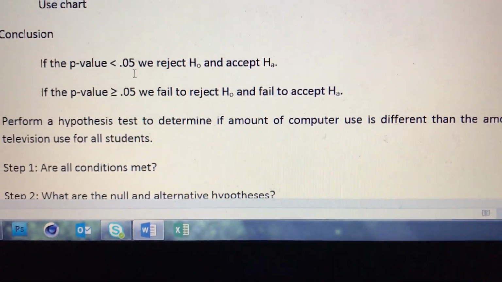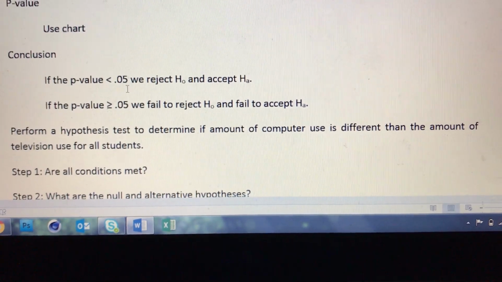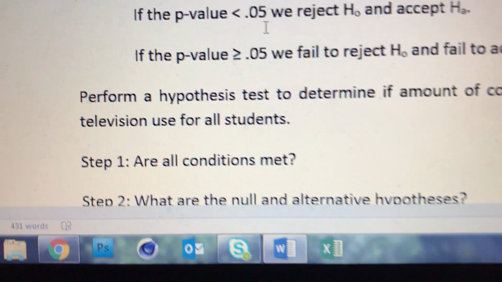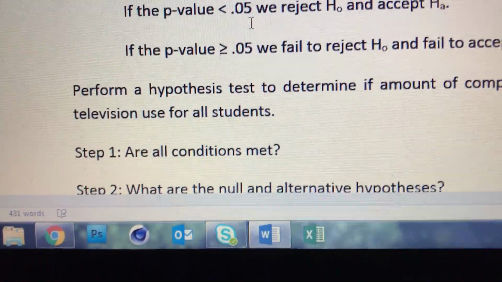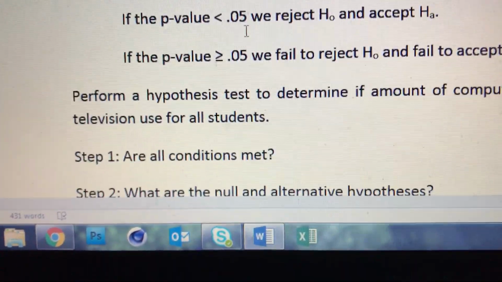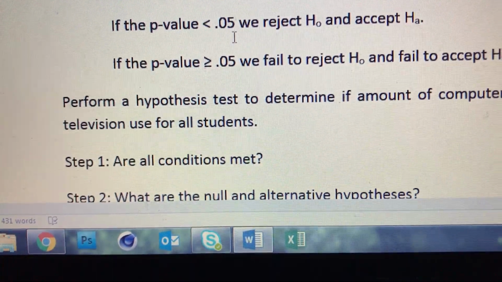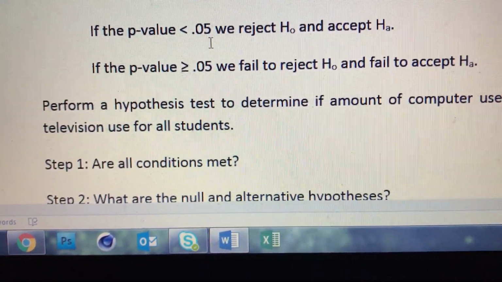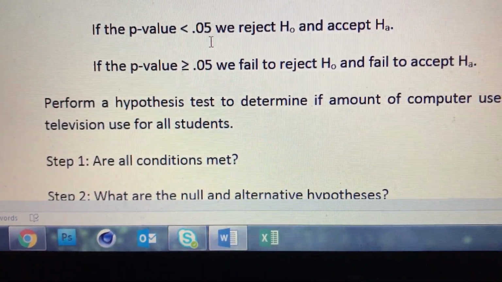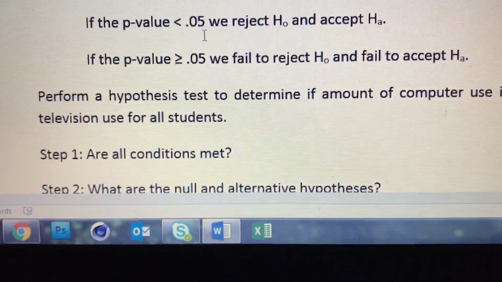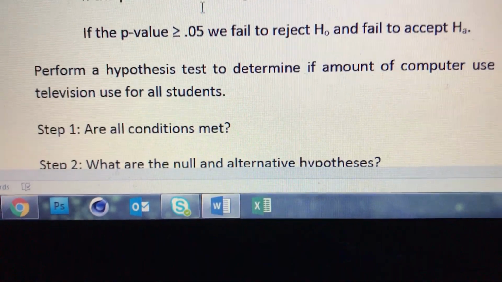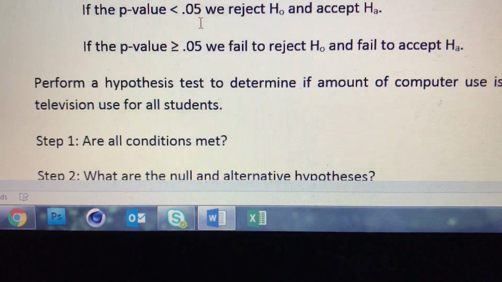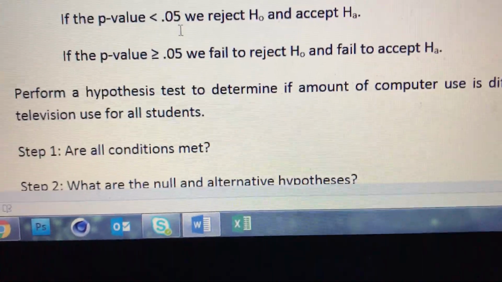So we will perform a hypothesis test to determine if the amount of computer use is different than the amount of television use for all students. Step 1, are all the conditions met? Yes. Does not matter if the data is normal. We have a sample size of at least 30. There's nothing inherently biased about taking a liberal arts course in statistical literacy. We'll assume that it's random enough. We have a quantitative variable, and we have paired data, so we are good to go.